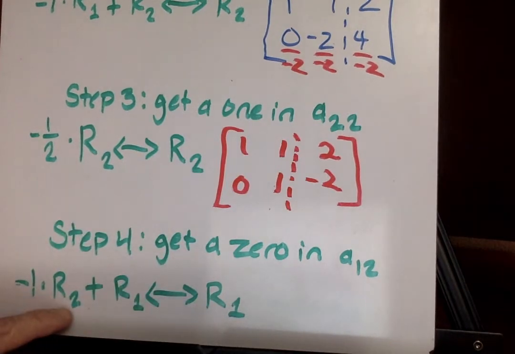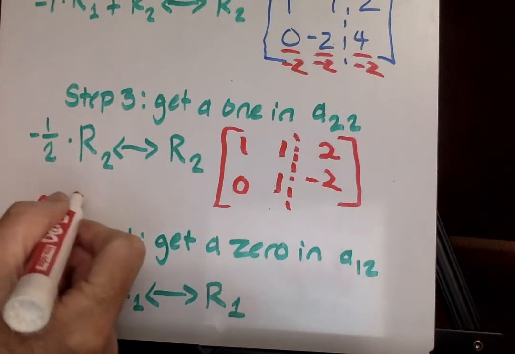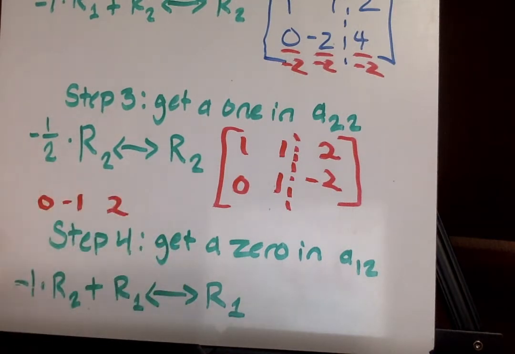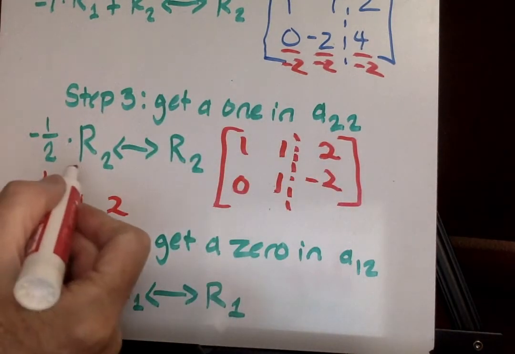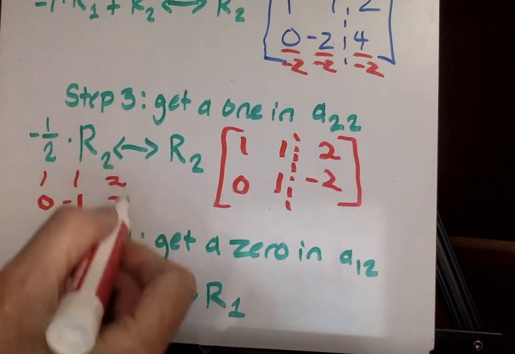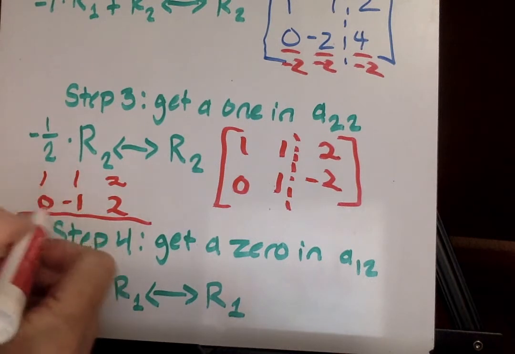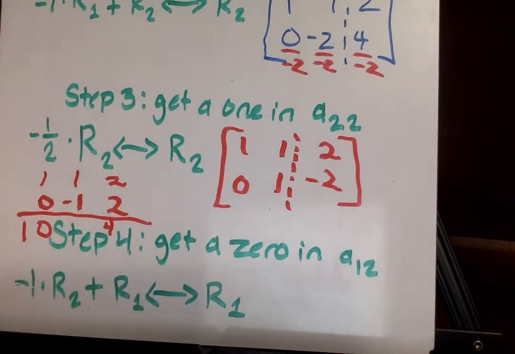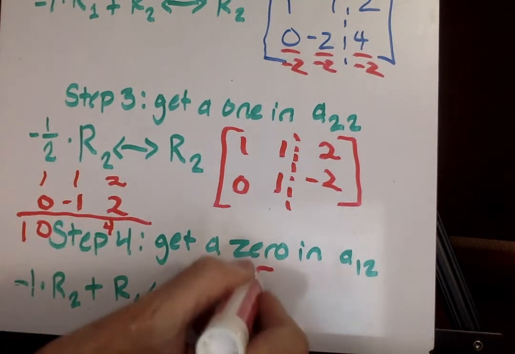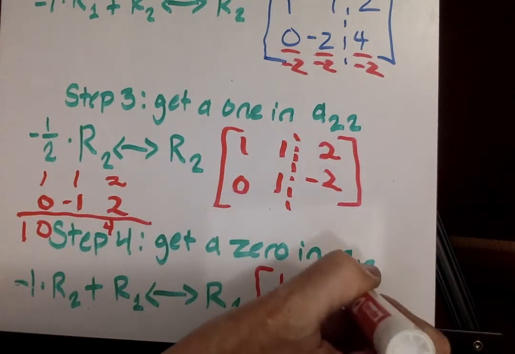If I go -1 times row 2, I'm going to write that right along here. -1 times row 2 is 0, -1, and -2. I multiplied row 2 by -1, and I'm going to add it to row 1. If I add that together, I get 1. 1 minus 1 is 0, and then 2 plus 2 is going to be 4. So that will be our new row 1: 1, 0, 4.